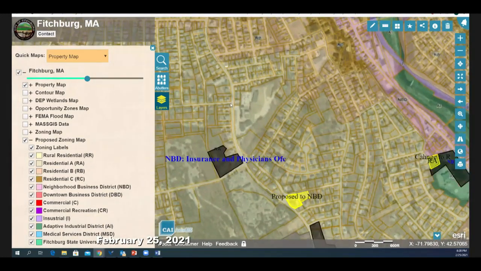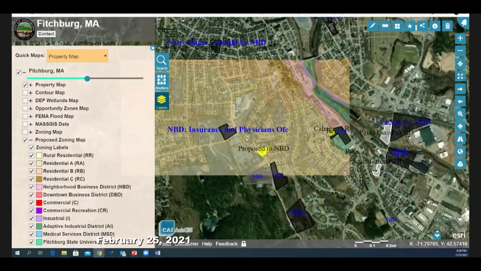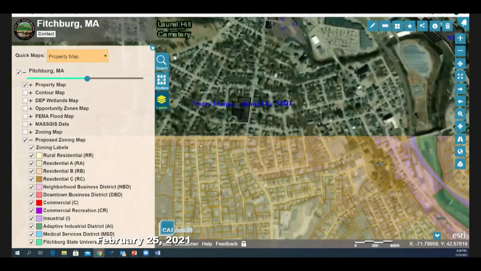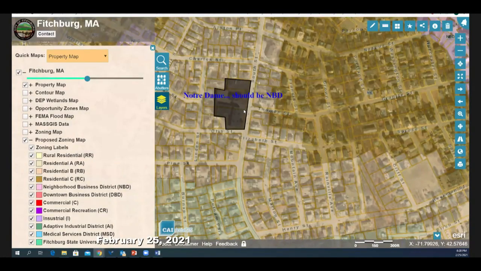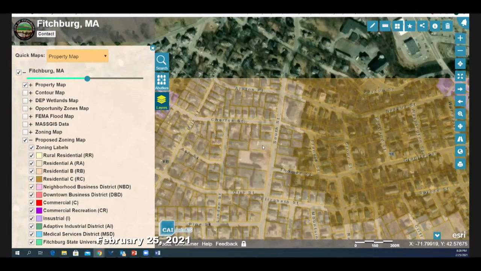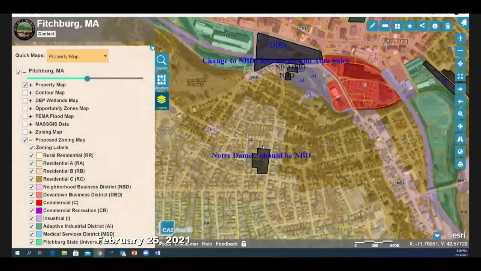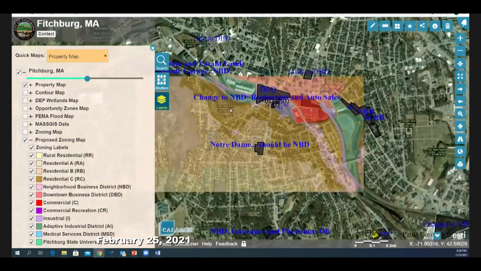All right, and then we get to the Notre Dame School and the associated building beside it, proposed to be MBD. Today it's RB. But this would provide more flexibility for other types of development to take place there. Yeah, and we want that. And that's all, folks.